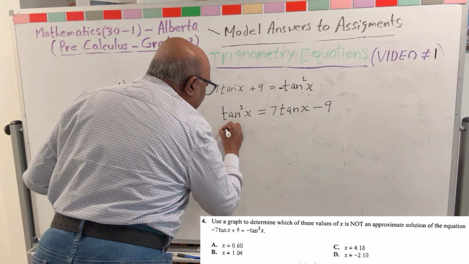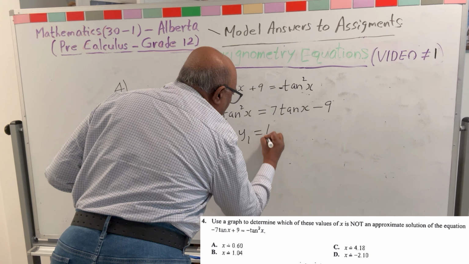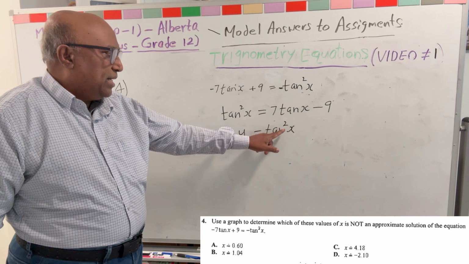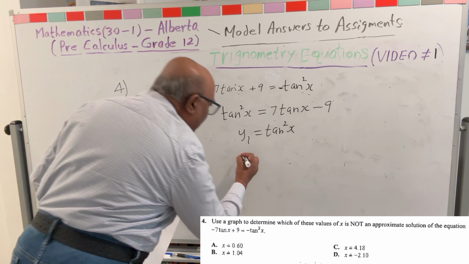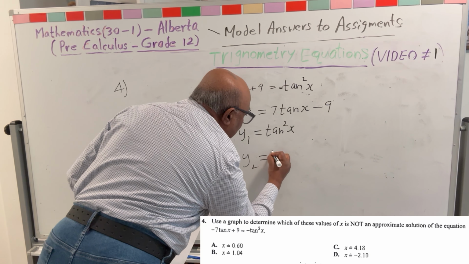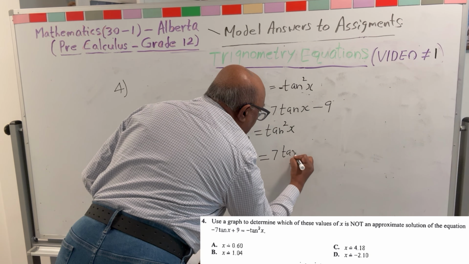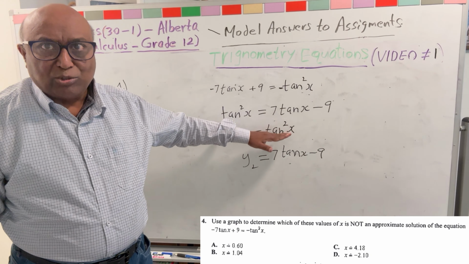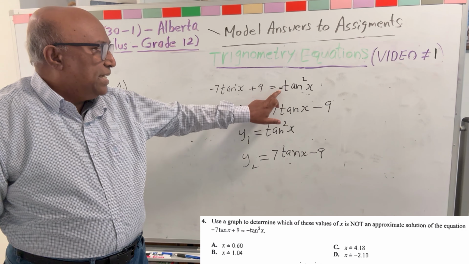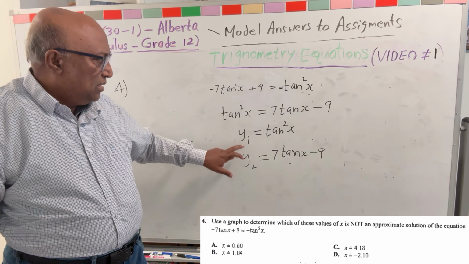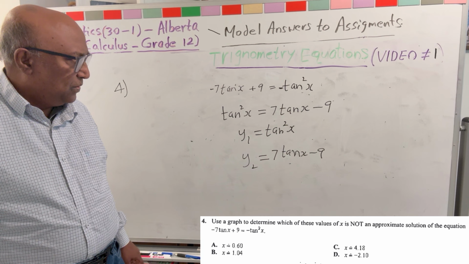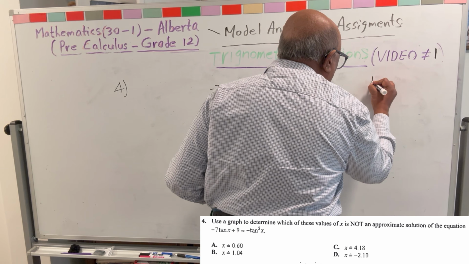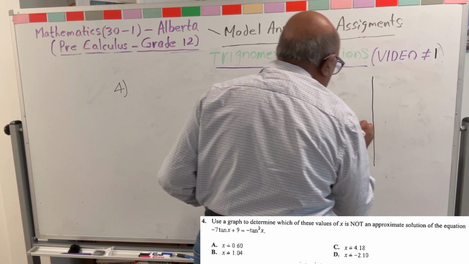Okay. Now you can take this as y1. You can enter in your graphing calculator tan squared x as y1 and take y2 as 7 tan x minus 9. Okay, this is one way of initiating this question. I arrange both sides with the positive coefficient: y1 equal this, y2 equal this. Then you can use your graphing calculator in order to plot these two equations.